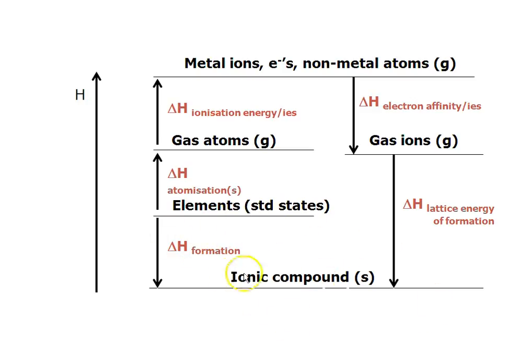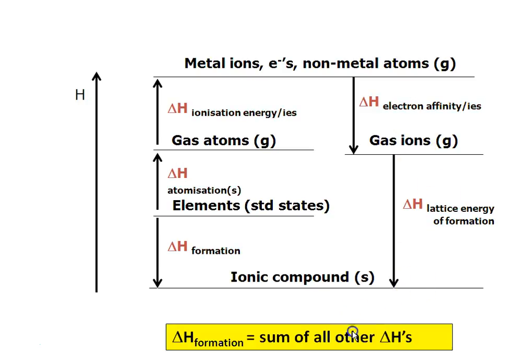So at the bottom, we've got our ionic compound as a solid, and we have the elements in their standard states, gaseous atoms, metal ions plus electrons, and non-metal atoms, and then our gaseous ions, both gaseous ions here at this point, and then lattice enthalpy or lattice energy of formation.